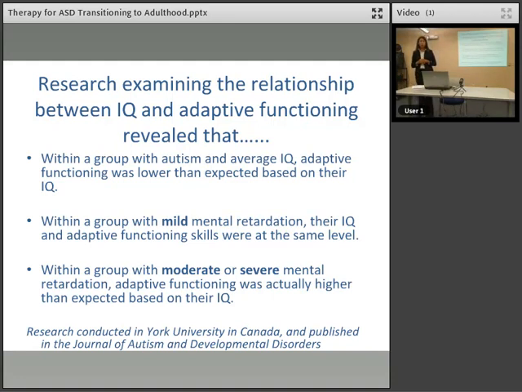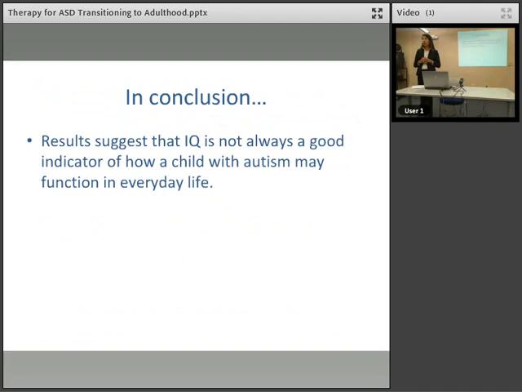Interestingly, when it comes to individuals who have mild mental retardation, their IQ and adaptive functioning are more or less even. And then within a group with moderate or severe mental retardation, their adaptive functioning is actually better than expected given their IQ or level of intelligence. So in the end, what this is telling us is that IQ is not always the best predictor of success later on. More importantly, to look at is level of adaptive functioning and how that individual can succeed when it comes to taking care of him or herself.